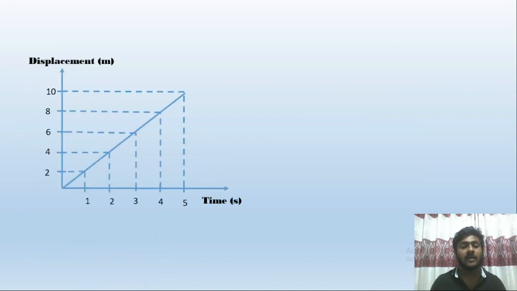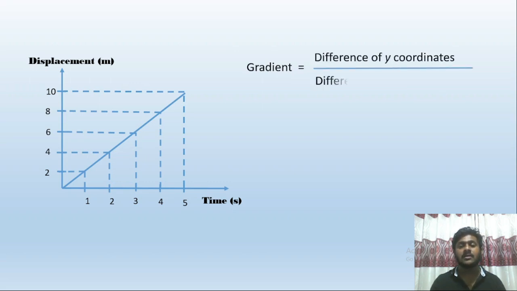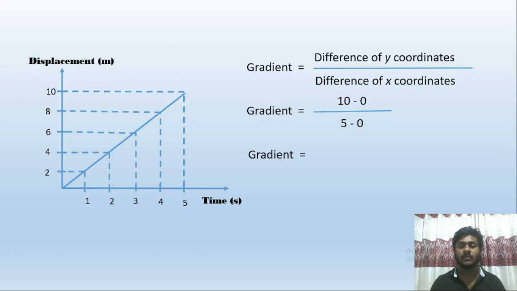Right, then we find the gradient of this graph. Gradient is the ratio between the difference of y coordinates and the difference of x coordinates. So in this graph, the difference of y coordinates is 10 minus 0 and the difference of x coordinates is 5 minus 0. So the gradient is 10 divided by 5, that is 2.